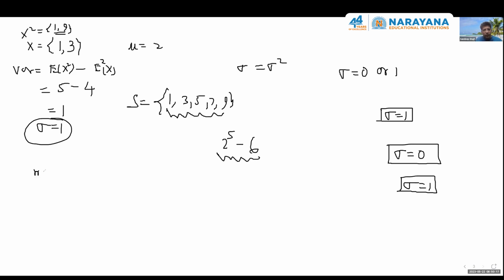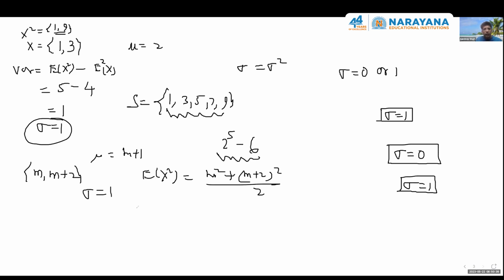Okay, so here you can prove if it is m comma m plus 2, then also the variance is 1. Instead, I should have taken this. So the mu for this is m plus 1 and the expectation of X square will be how much? M square plus m plus 2 square by 2. So now if you evaluate the variance, this will come out as 1. E of X square minus m plus 1 whole square. Is that clear? Yes, sir.